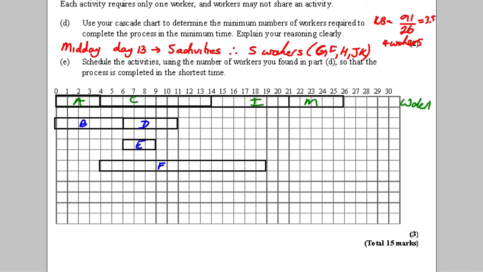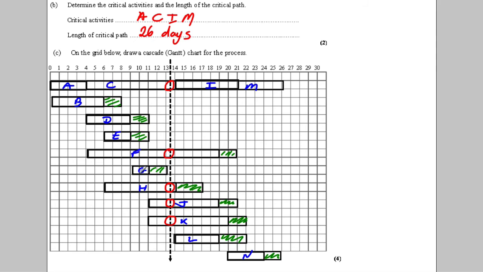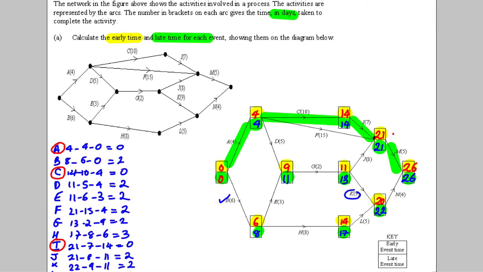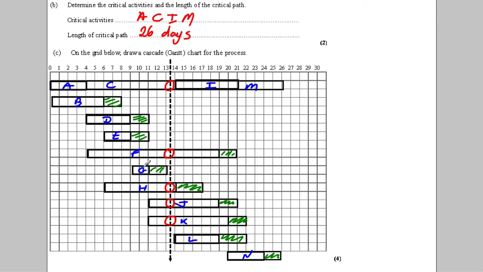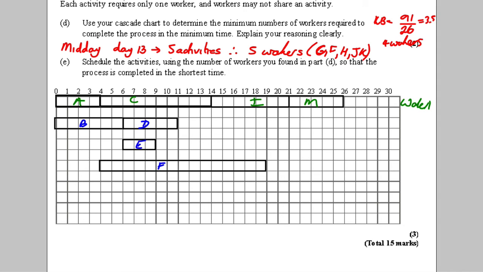So let's see what else I could shove along here. G, well, I could have that slotting after any of these. So I could have it after E, or I could have it after D in theory. So what I might do is I might move G along so it's 11 to 13, and I'm going to have it after D. So G is going to be 11 to 13.